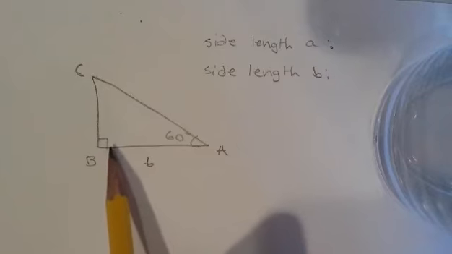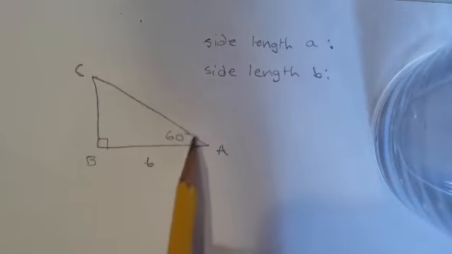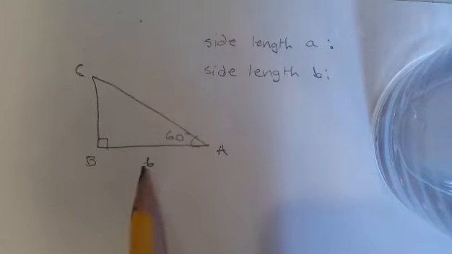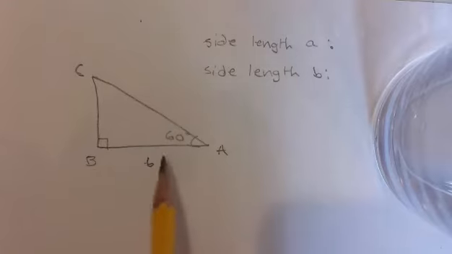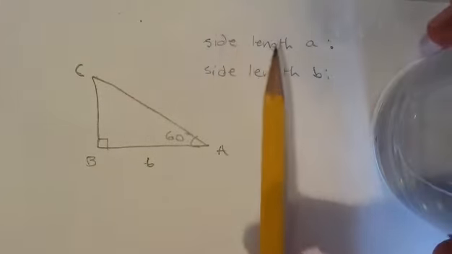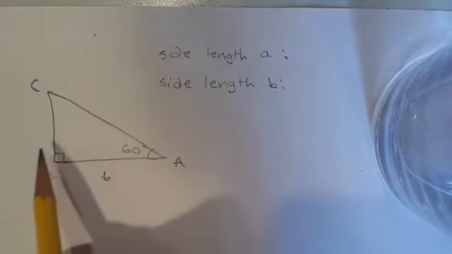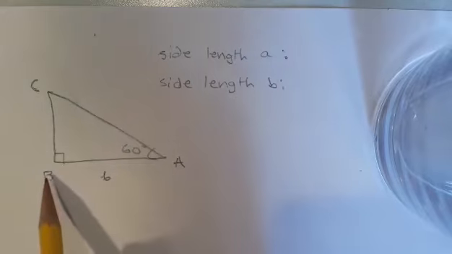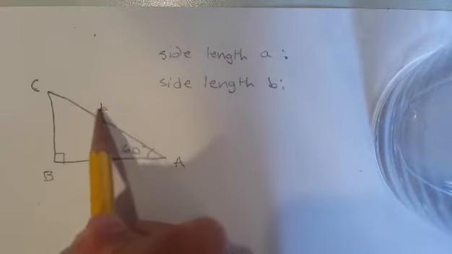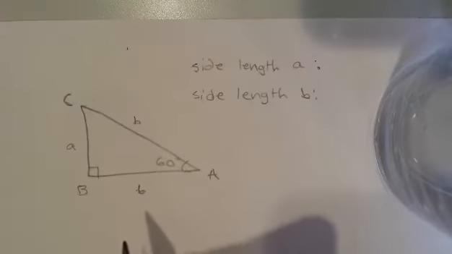Our first problem is a triangle. We have a right triangle with a right angle, 60 degrees, and a side of length 6. We're supposed to find the side lengths A and B. If you want to find the side lengths, it's always the side opposite the angle. So I'm just going to label that: that's A, that's B, this is A.